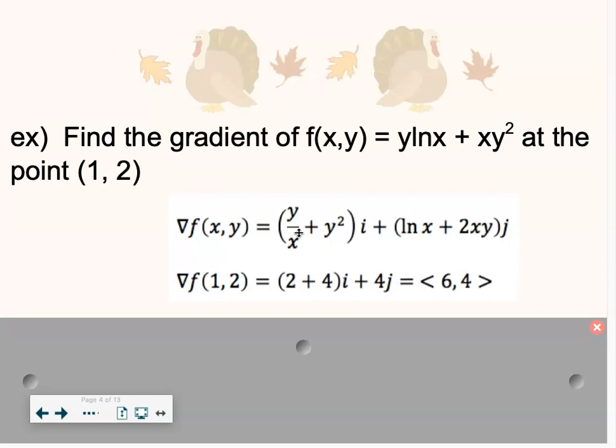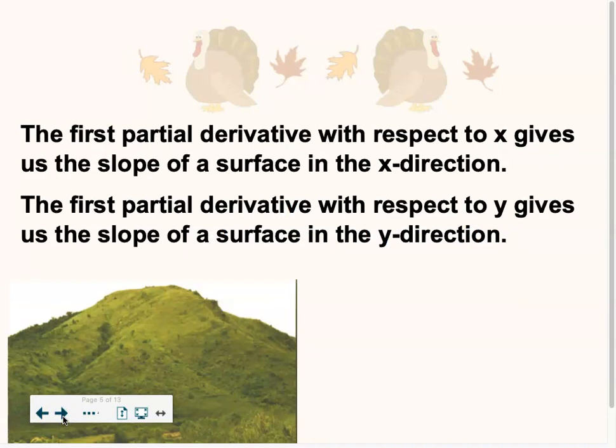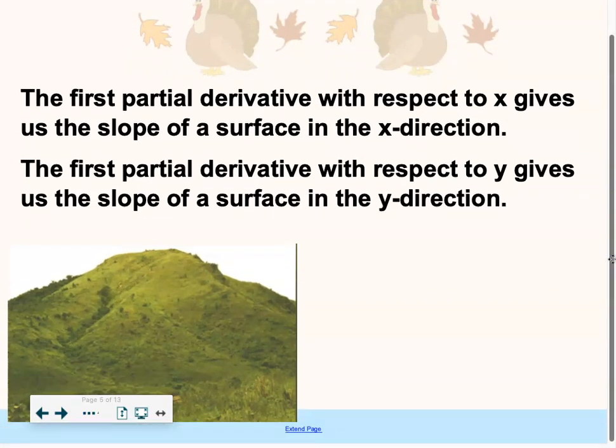Any questions on very basic finding a gradient? All right, that's all we're going to do with gradients, except the reason that I'm teaching this basic part of gradients is we're going to use it a little bit for our next topic. Okay. So, the first partial derivative with respect to x gives us the slope of a surface in the x direction. The first partial derivative with respect to y gives us the slope of the surface in the y direction.